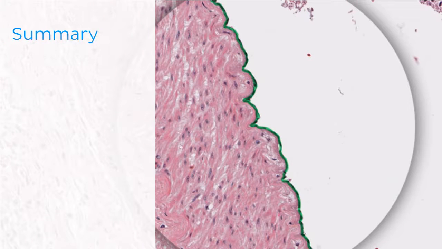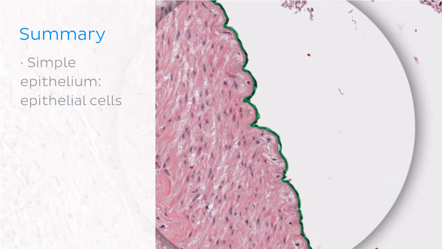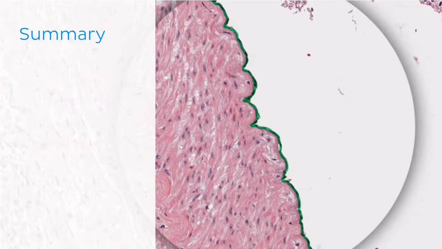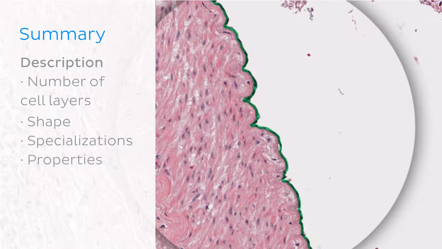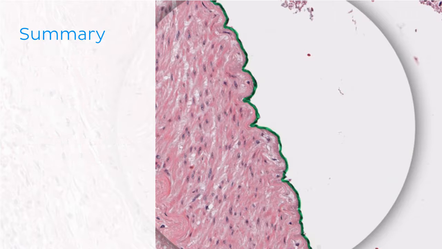So today we've seen that simple epithelium is a type of tissue that is made up of epithelial cells that rest on a basement membrane. We have also seen that the term simple refers to the fact that we're talking about a single layer of epithelial cells. These cells can be described according to the number of cell layers, their shape, their specializations, and their functional properties. In addition, we have also seen that simple epithelium can be classified into 4 subcategories.